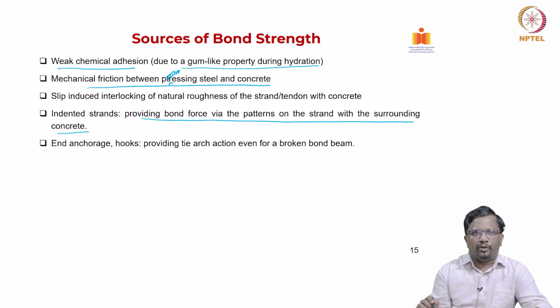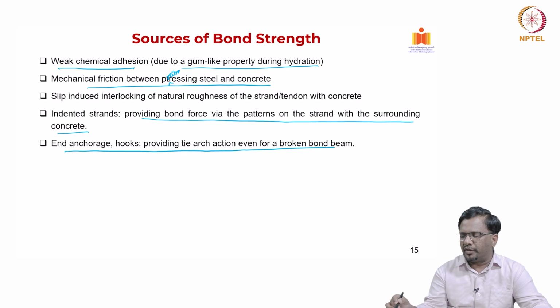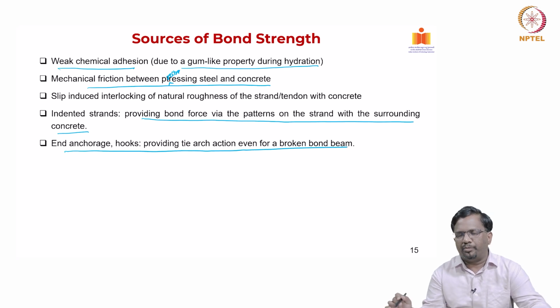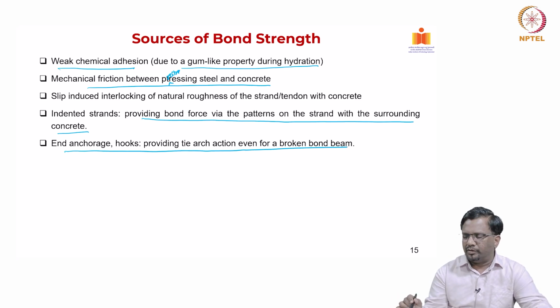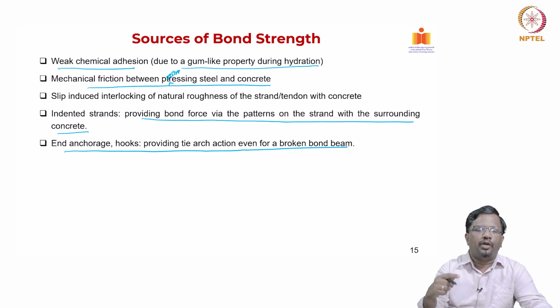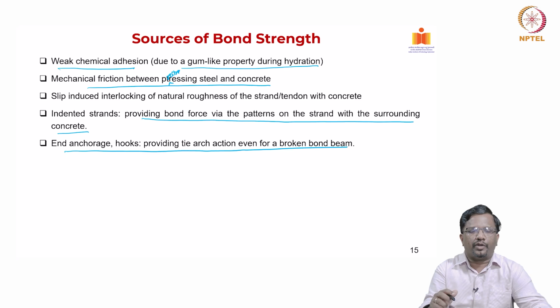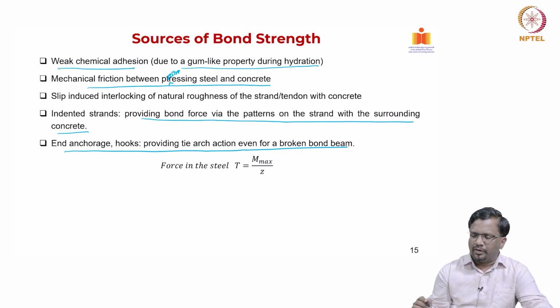Sometimes we also put some end anchorages, hooks, and provide tied arch action even for a broken bond beam. In pre-stressing steel we cannot do that. Maybe in a post-tension system with anchorages it helps, but in a pre-tension system we cannot have these end anchorages. Maybe what we can do is put a lot of local confining steel to create this. Okay. So, this is the thing.